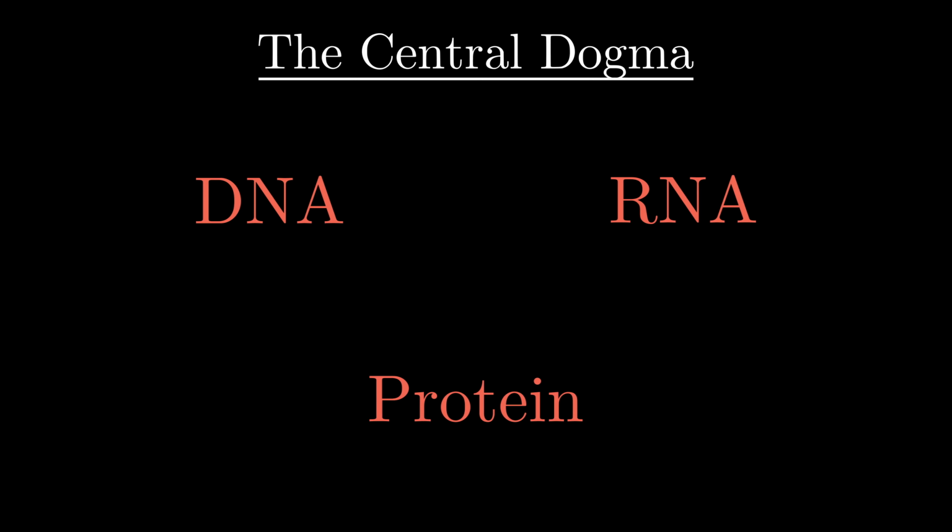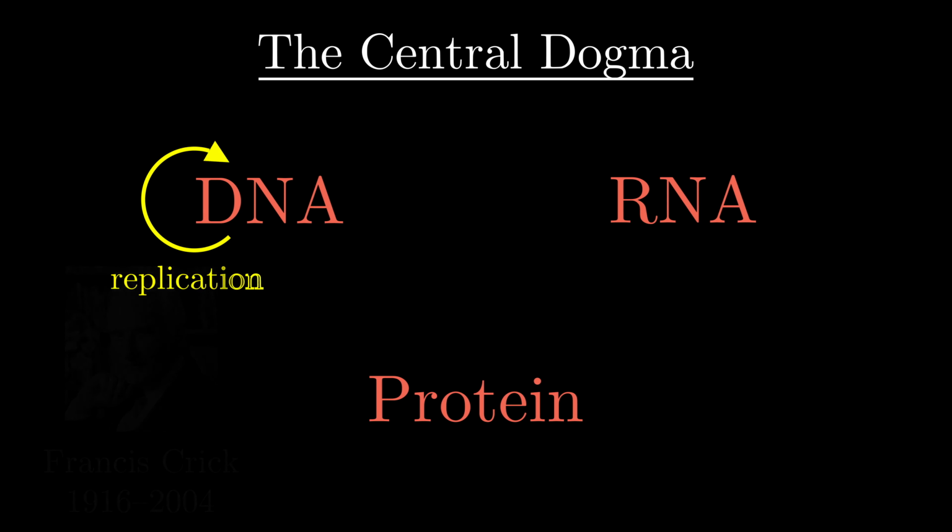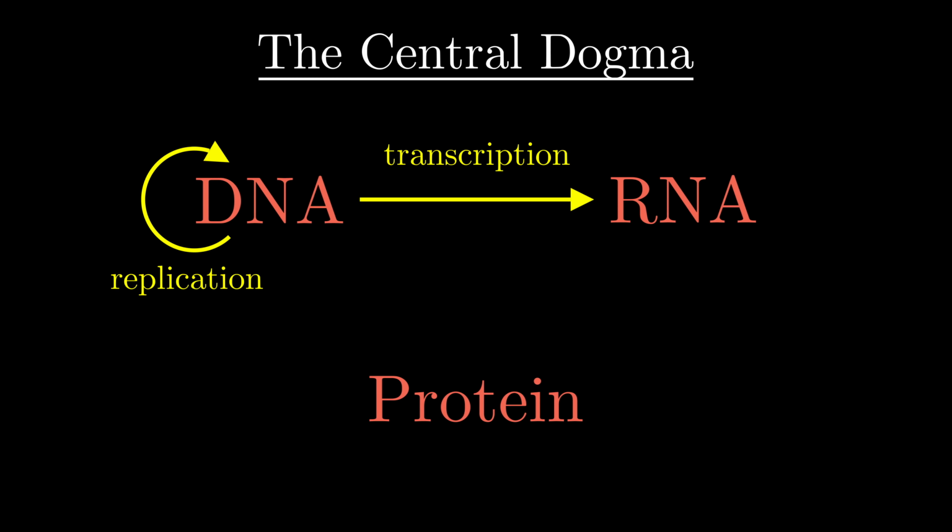Shortly after the structure of DNA was worked out, one of its discoverers, Francis Crick, proposed that there are certain ways that information can flow in a cell. When a cell divides, we copy its DNA to a new molecule, and this is called replication. We can't go directly from DNA to protein, but we instead have to first copy the information from DNA to RNA, and this process is called transcription. The information encoded on RNA can be used to make proteins, and this process is called translation.